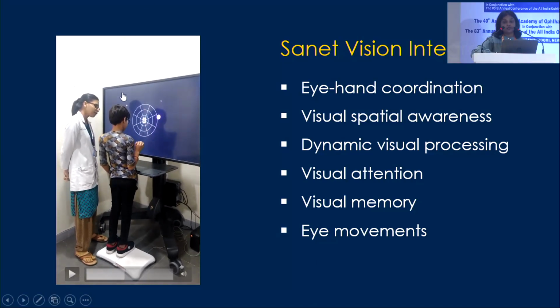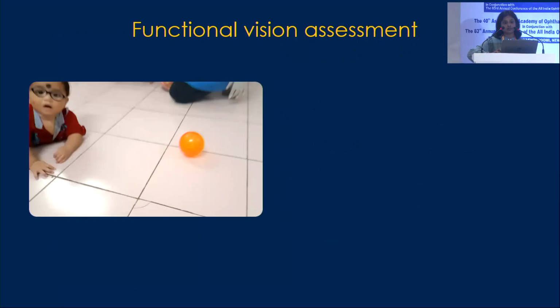So this particular tool, the SANET Vision Integrator, is used both for diagnostic and therapeutic purposes for understanding the child's eye-hand coordination, visual spatial awareness, attention, memory, and so on. After we advise therapy, we can also monitor the progress of the therapy sessions using this device. And functional vision assessment definitely is the key.